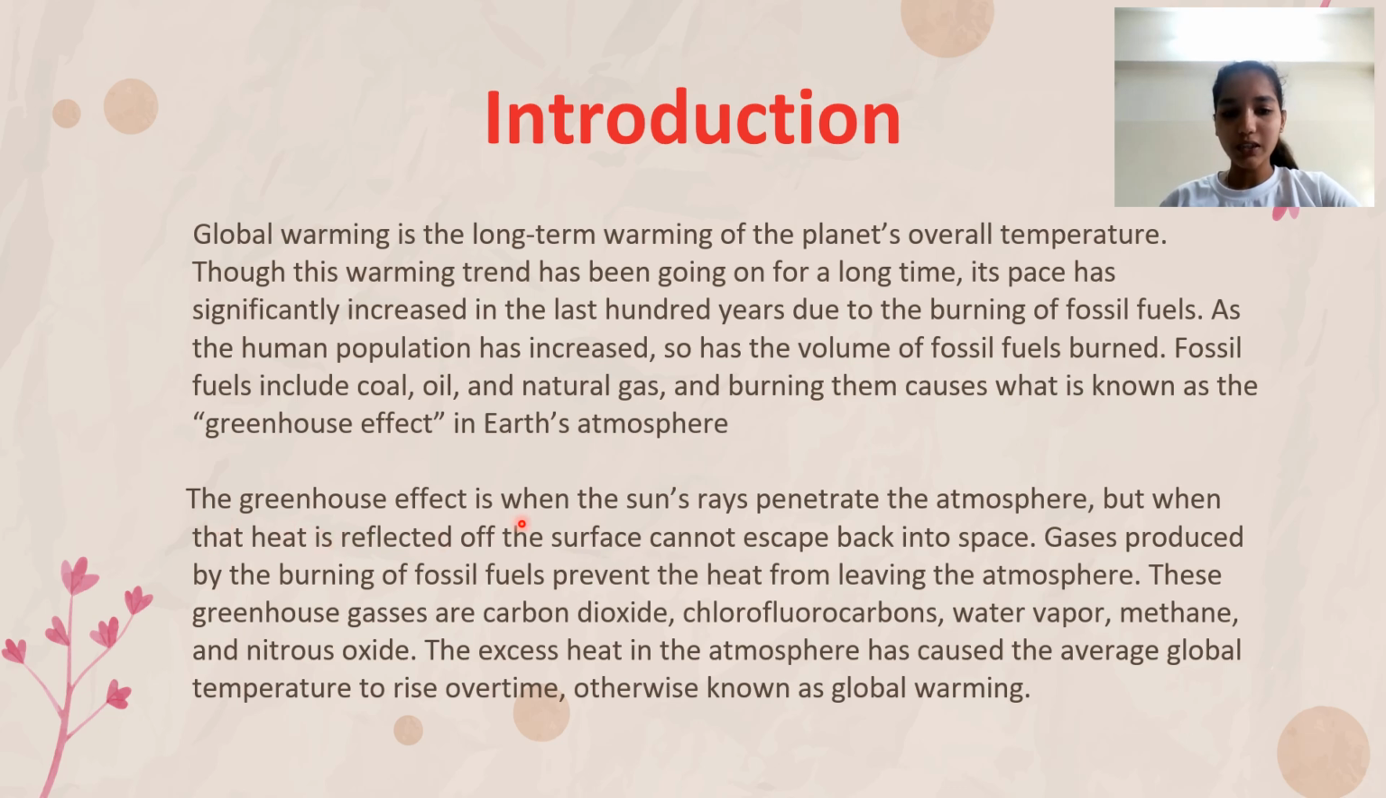The greenhouse effect is when the sun's rays penetrate the atmosphere, but when the heat is reflected off the surface, it can't escape back into space. Gases produced by burning of fossil fuels prevent the heat from leaving the atmosphere. These greenhouse gases are carbon dioxide, chlorofluorocarbons, water vapor, methane, and nitrous oxide. The excess of heat in the atmosphere has caused the average global temperature to rise over time, otherwise known as global warming.